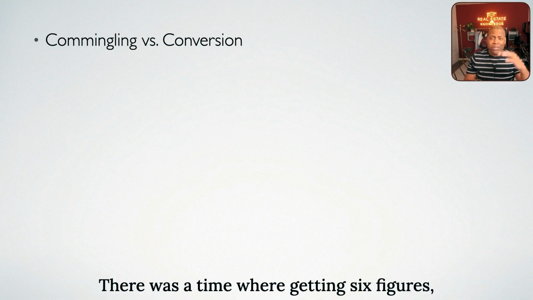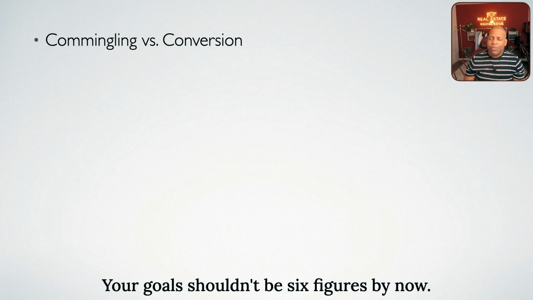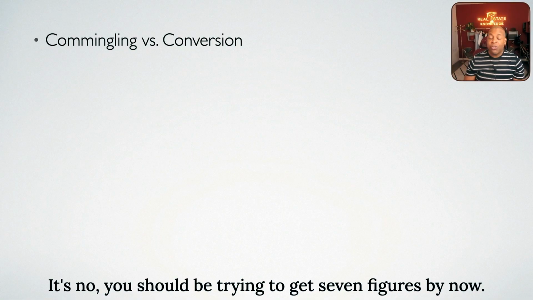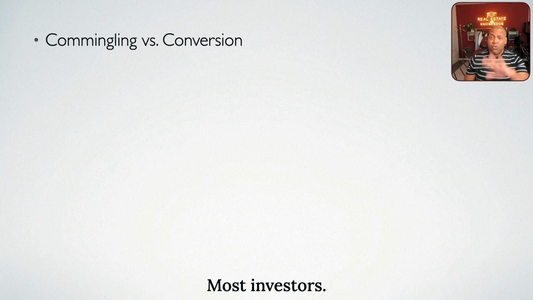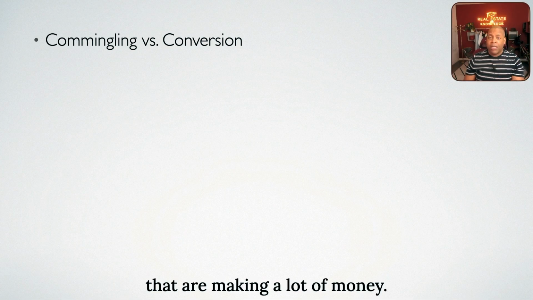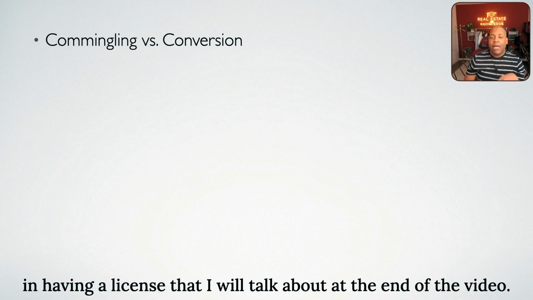There was a time where getting 6 figures was a goal when I got my license in 2007, but your goals shouldn't be 6 figures by now. No, you should be trying to get 7 figures by now. So with that being said, when you get your license, but again, you don't have to get your license. Most investors that are making a lot of money do not have a real estate license. But there are some benefits in having a license that I will talk about at the end of the video.